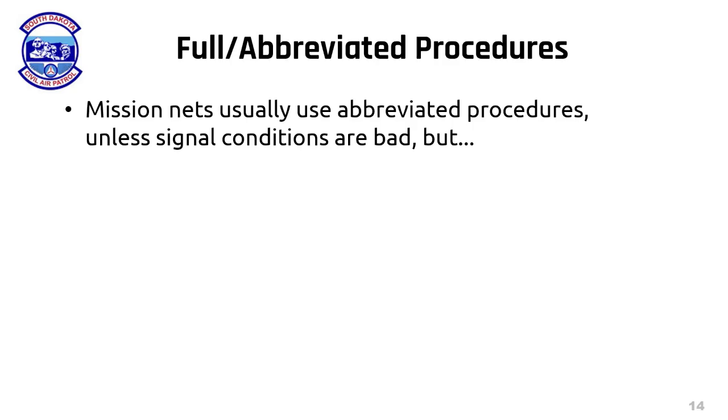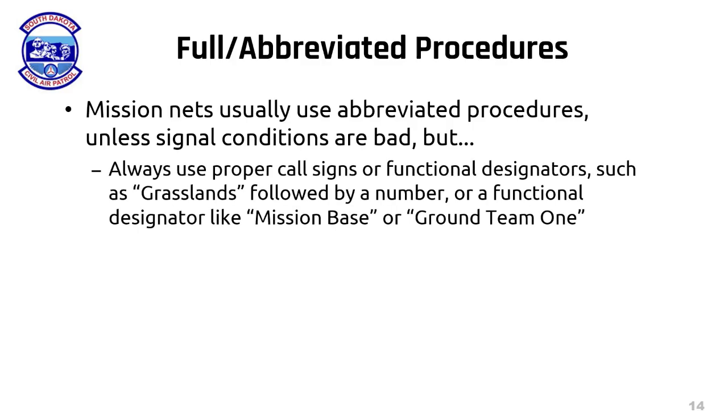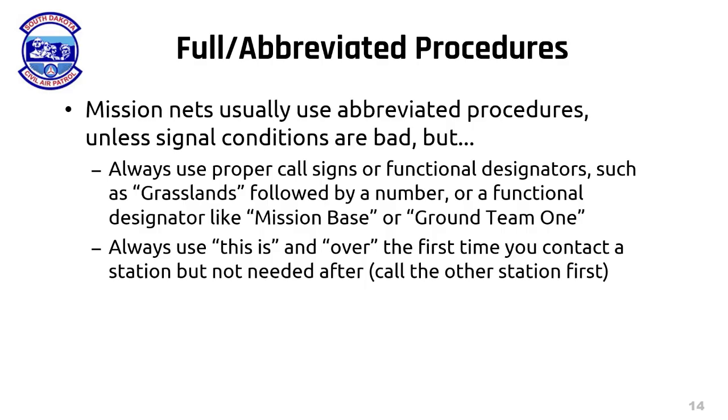So mission nets usually use abbreviated procedures unless signal conditions are bad. But you always need to use proper call signs or functional designators like Mission Base or Ground Team 1. The first time you contact another station, you always do use this is and over. But after that, if we're using abbreviated procedures, we don't have to use that information every time. We don't have to say this is and over every time. Again, remember, call the other station first and then give your own call sign or designator.